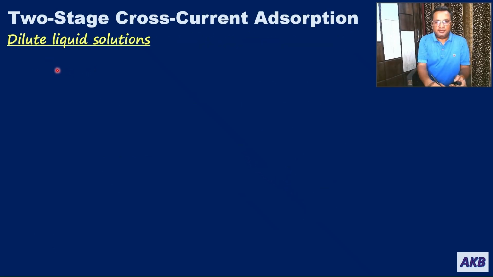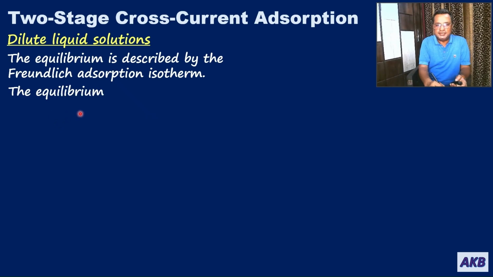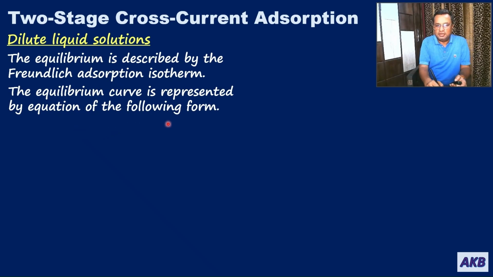Now, if you are dealing with dilute liquid solutions, the equilibrium can be described by using the Freundlich adsorption isotherm. So for dilute liquid solutions, the equilibrium is described by the Freundlich adsorption isotherm. In this case, the equilibrium curve is represented by an equation of the following form. What is the form of that equation? Capital Y is equal to m into capital X raised to n. So this will be applicable if you are dealing with dilute liquid solutions.